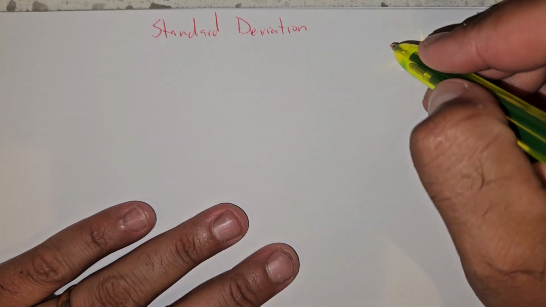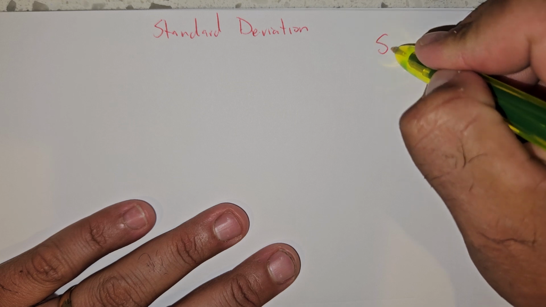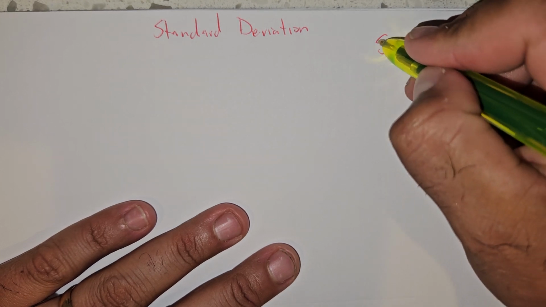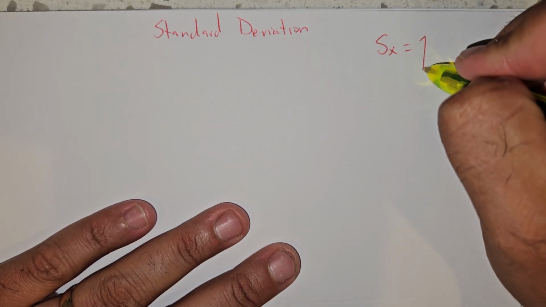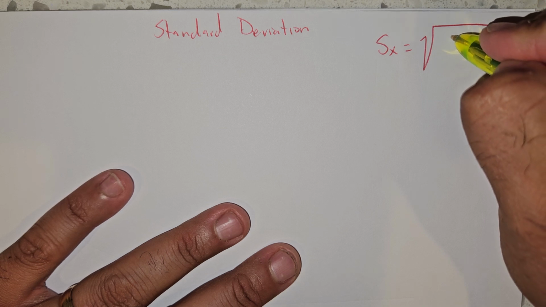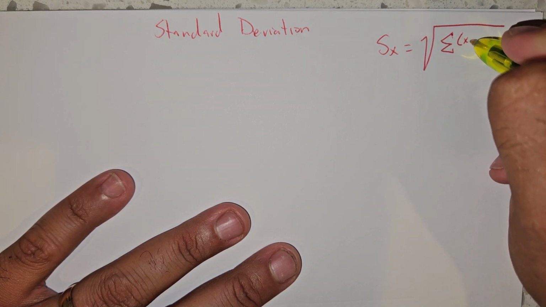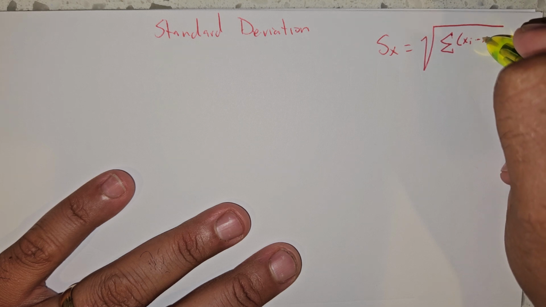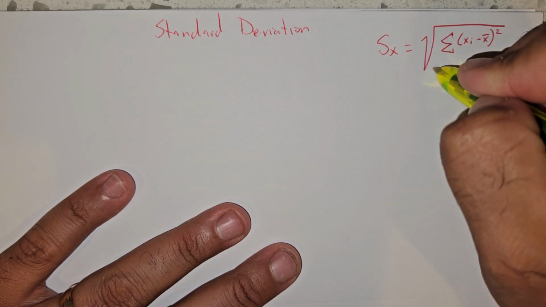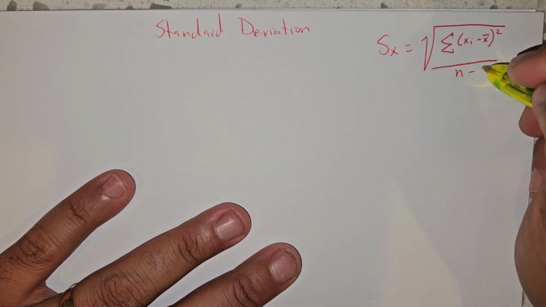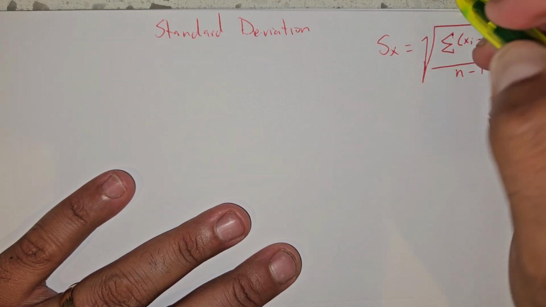So our standard deviation, if you guys remember, is s of x, or s sub x, is equal to the square root of the summation of our x sub i minus our mean, squared, divided by our n minus 1, all under the square root.